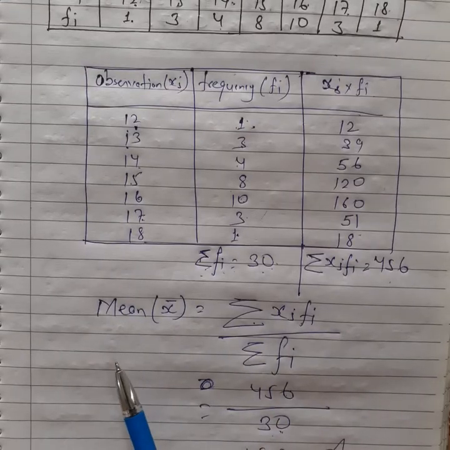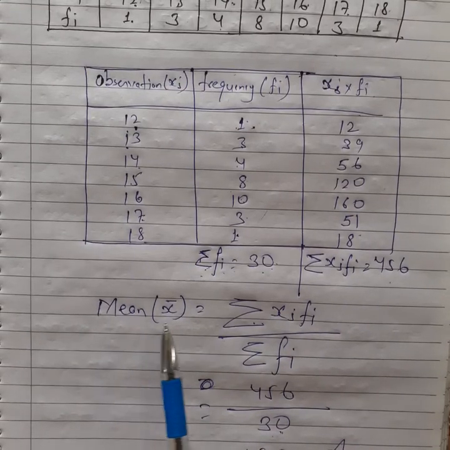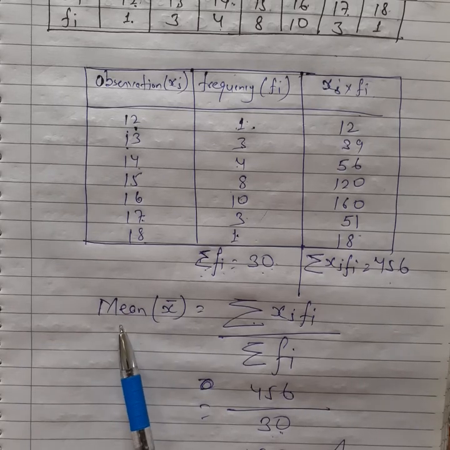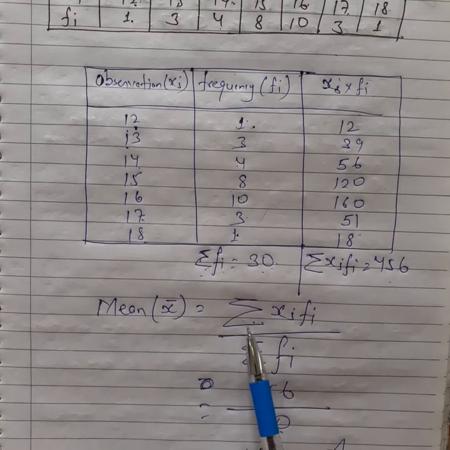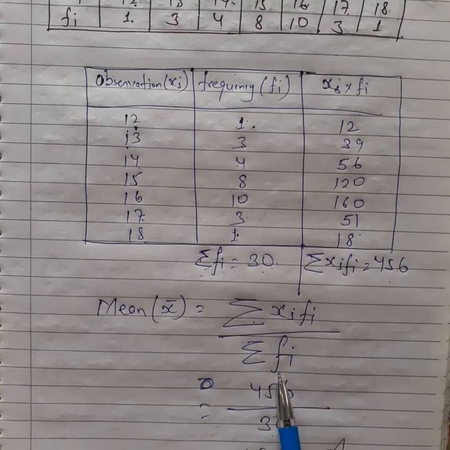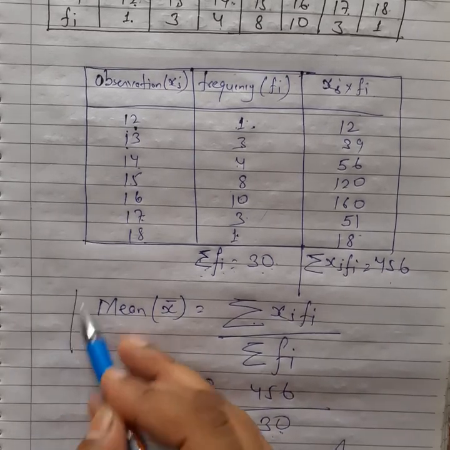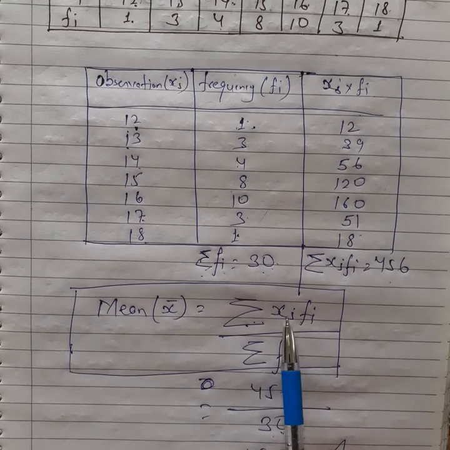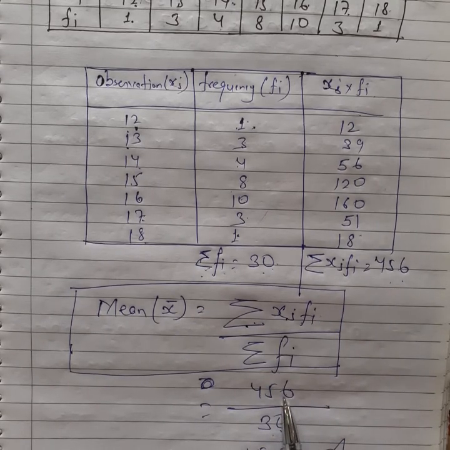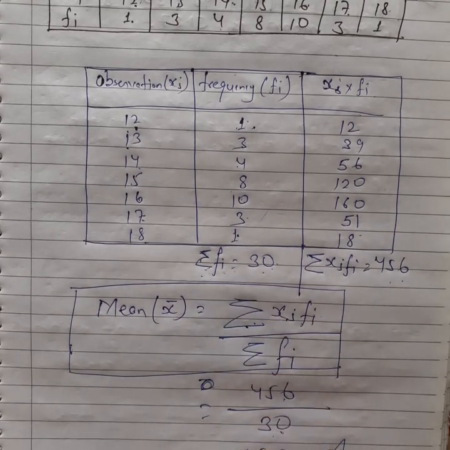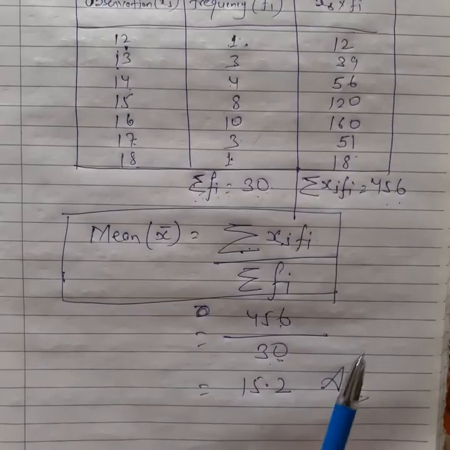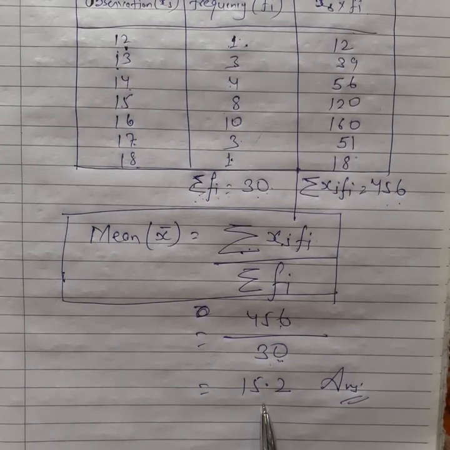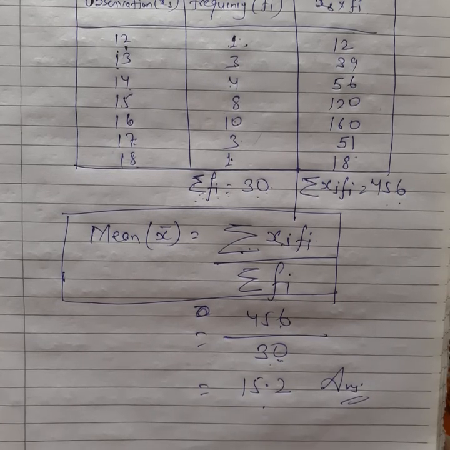Now what formula do we use? We use the mean, or x bar represents the mean, is equal to sigma xi fi by sigma fi. This is the formula for finding the mean. Now sigma xi fi is equal to 456 and sigma fi is equal to 30. So we get the mean is equal to 15.2. Hope you all understood.